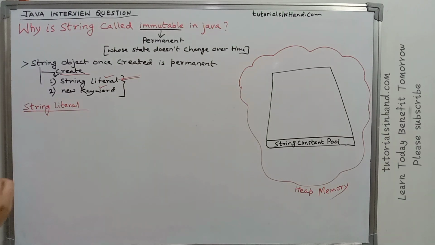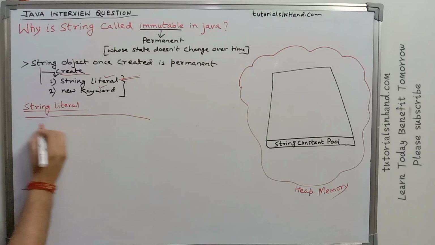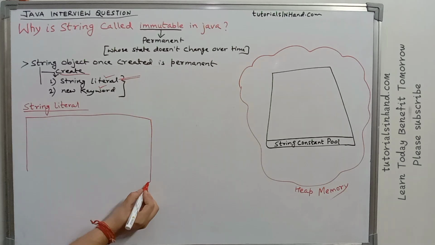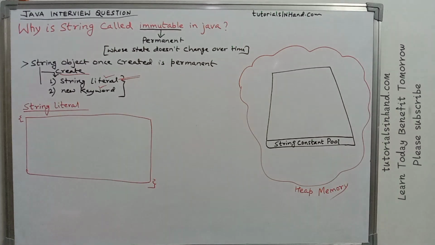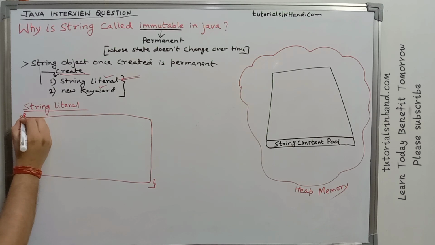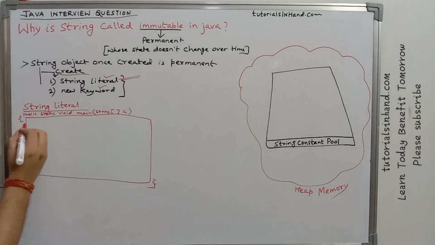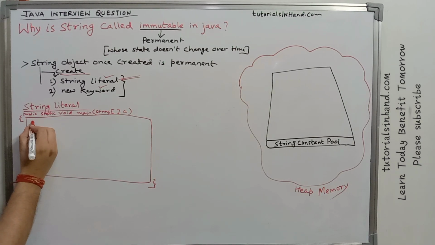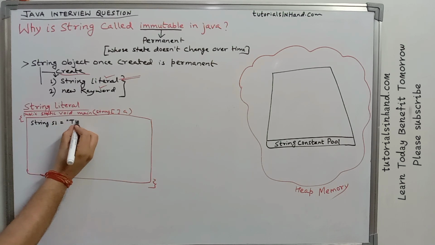Now how do we create a string literal in any Java program? Suppose this is the main body. Consider this part as public static void main, with an opening bracket and a closing bracket, and we are writing the code within public static void main. Here we are trying to create a string object using a string literal. So let's write String s1 = "TIH", which is the abbreviation of tutorialsinhand.